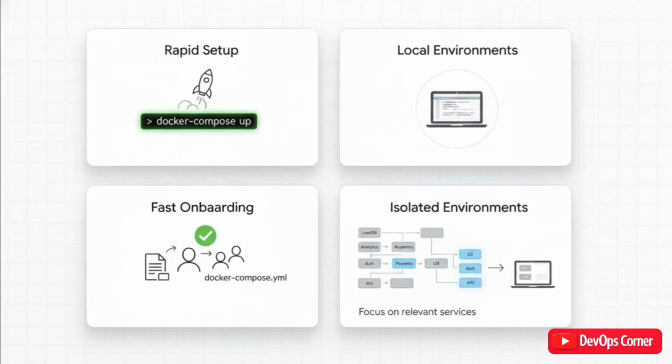And here's a huge advantage. A UI developer can have a Compose file that only runs the UI and the API, completely abstracting away the dozen other microservices they don't need to care about. It creates these isolated, repeatable environments that are perfectly consistent for every single developer on the team.